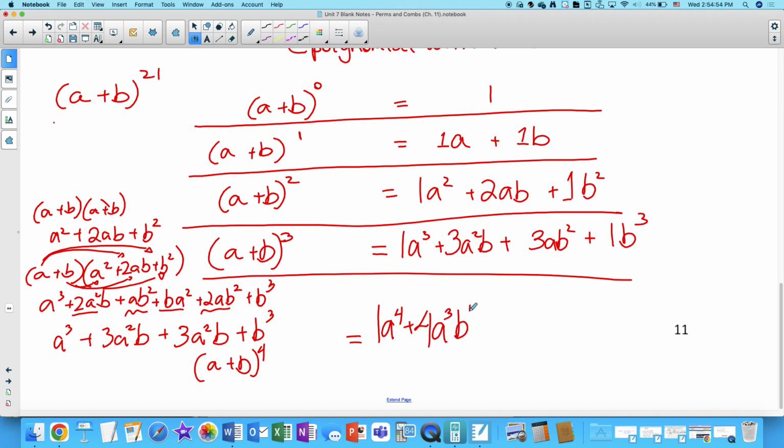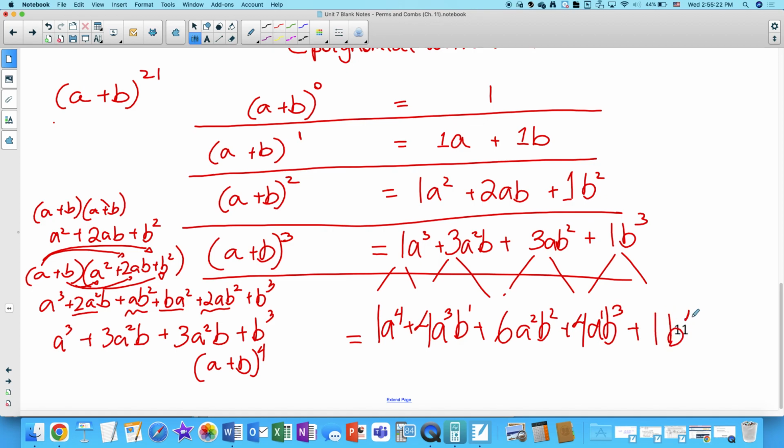And the next one? 6. A squared b squared. The next one, right? So 3 and 3 is 6. 3 and 1 is 4. A b cubed. This goes down by 1. That goes up by 1. And then plus 1 b to the 4.